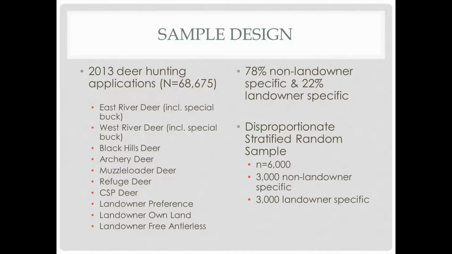We did it 50-50. We took a sample of 6,000 randomly selected, and within that it was 3,000 from the non-landowner specific, 3,000 for landowner specific. And I'll explain how I deal with that later when we get into the actual numbers.